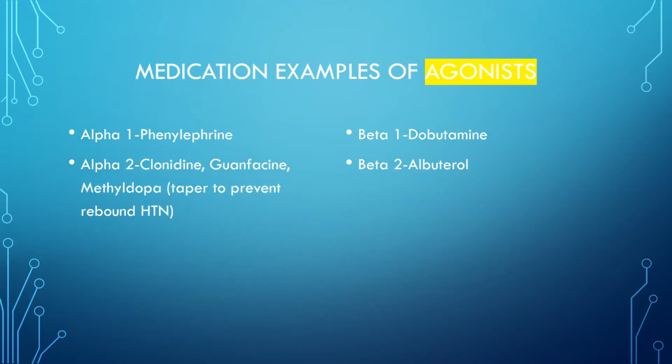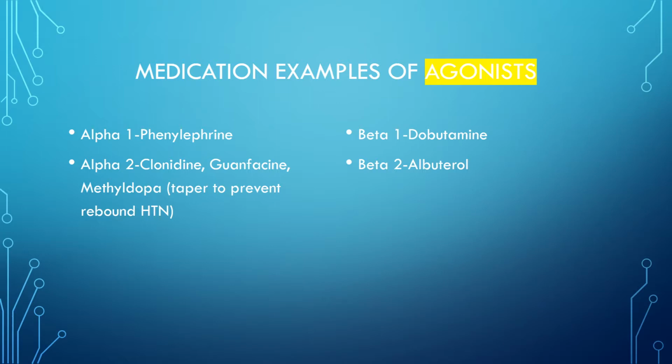Okay. Next, examples of medications of the agonist. So that means the medications that are giving the action that we just discussed on the previous slide. So alpha 1s typically are decongestants. The example I've used is phenylephrine. Alpha 2s are clonidine, guanfacine, and methyldopa. And since this receptor site is causing a drop in these things, in the blood pressure, for example, you want to taper that to prevent a rebound hypertension if you no longer have that action occurring.